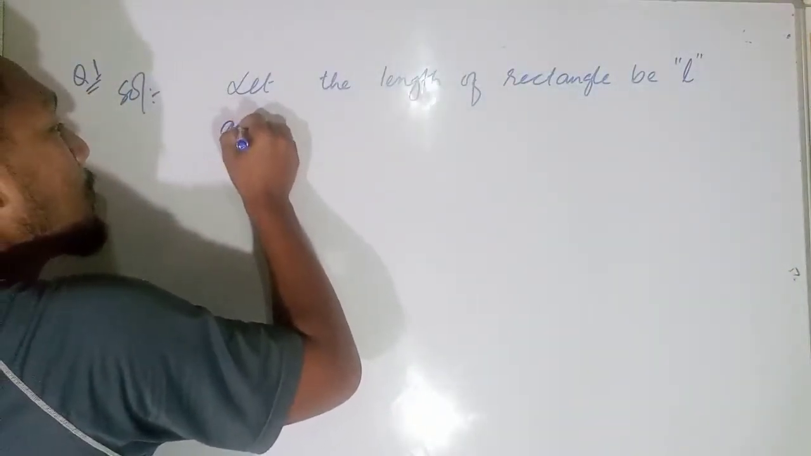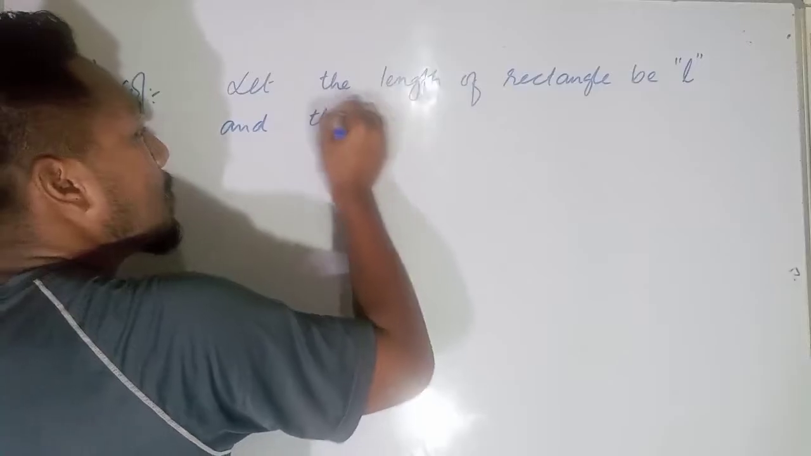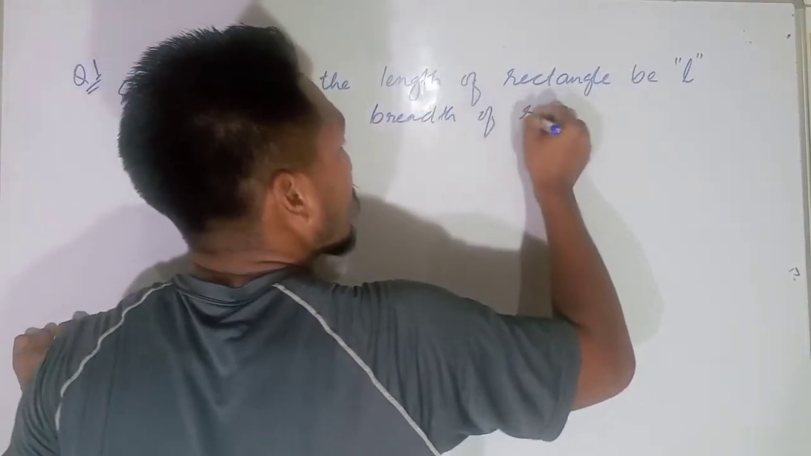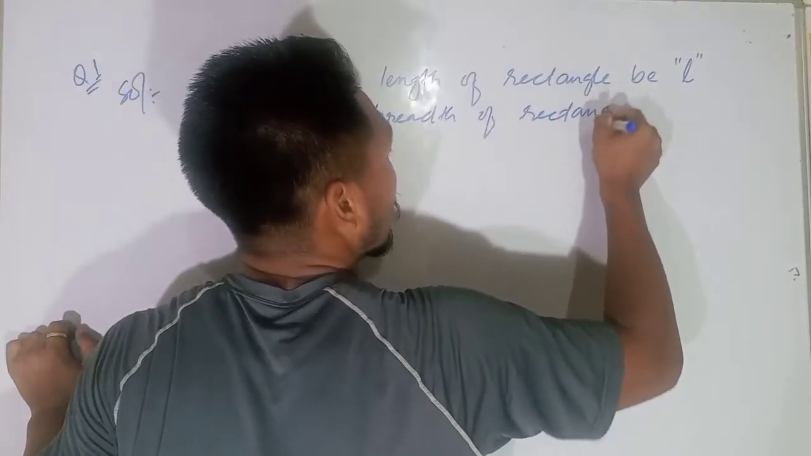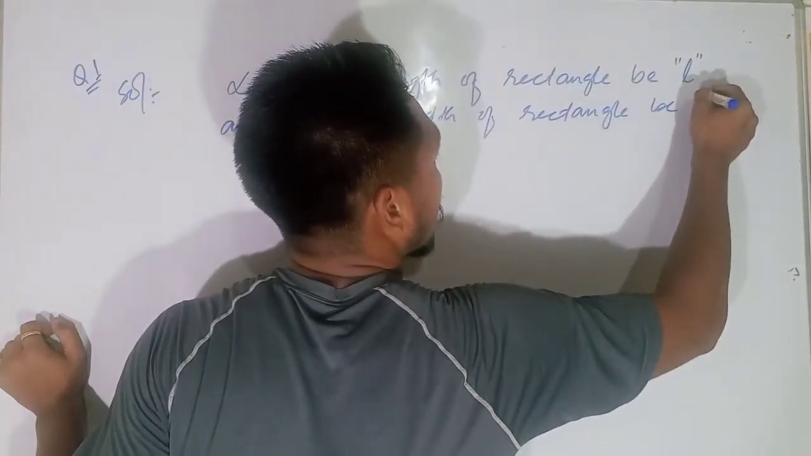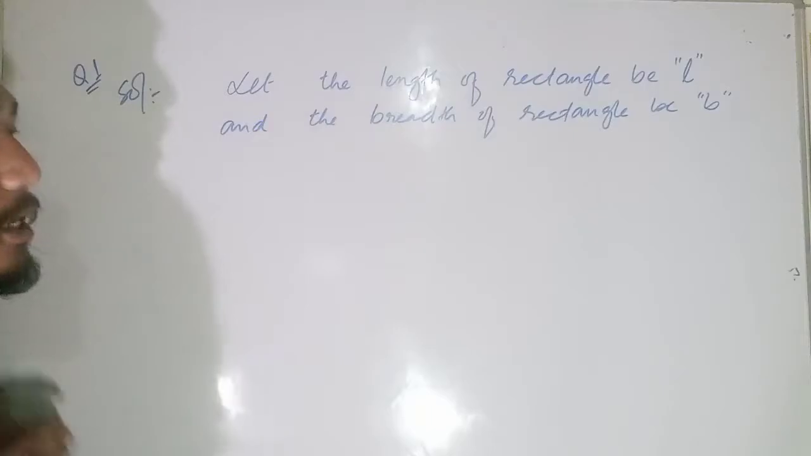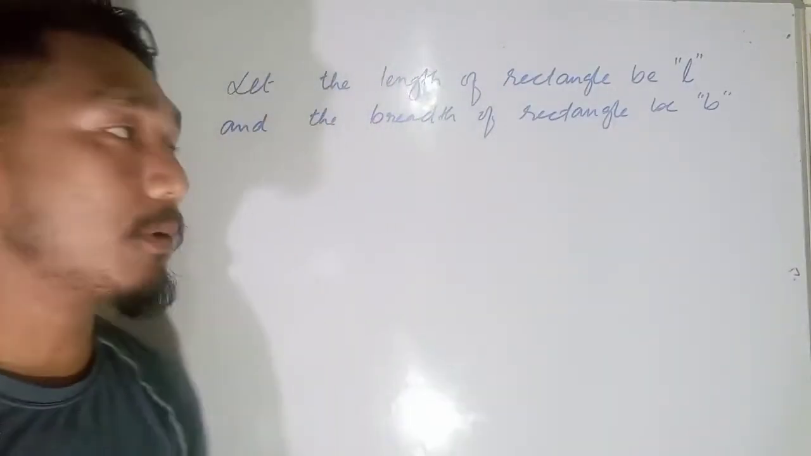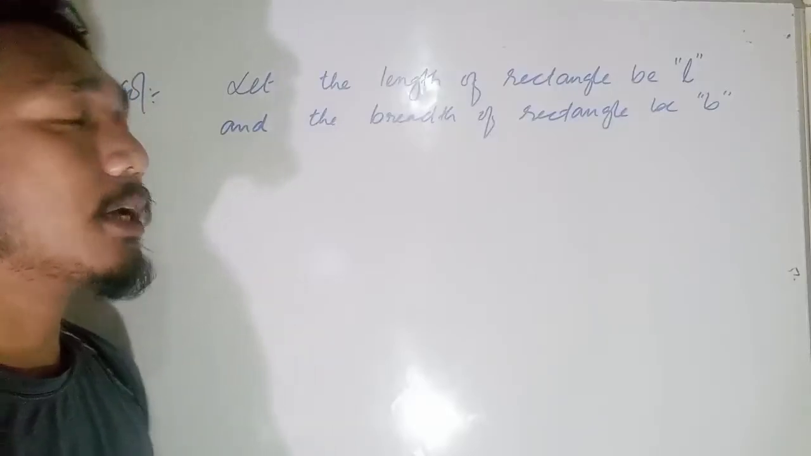And the breadth of the rectangle be B. That is also something we don't know, right? We don't know the value. That's what we call the breadth of the rectangle, B.